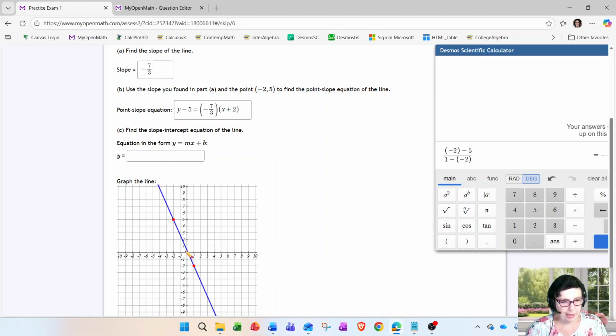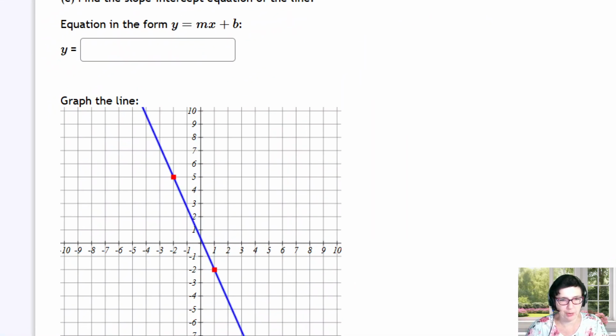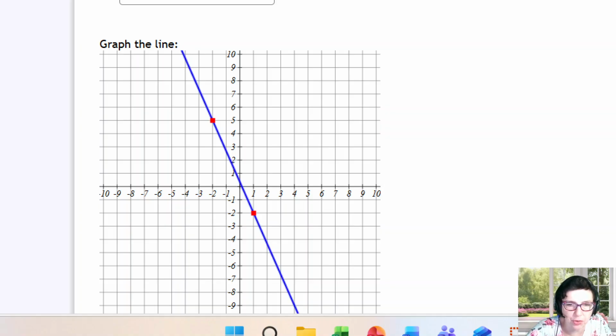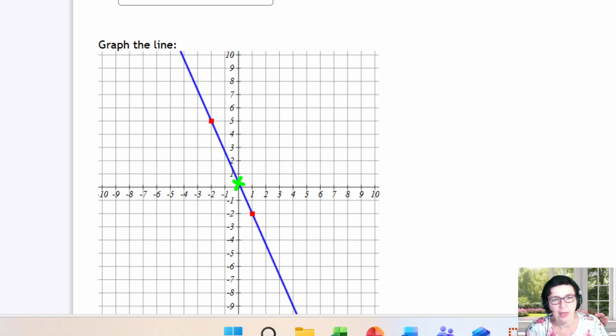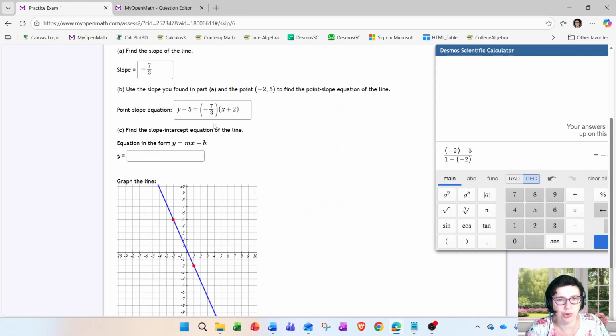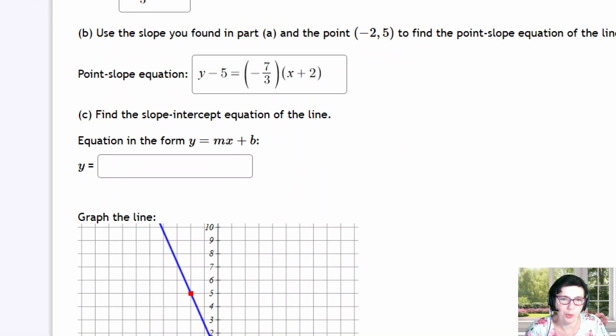Now, unfortunately, I do not think that the y-intercept is easy to find. When I look at the graph, it is going to intersect the y-axis at some point, but it doesn't look like it's going to be an integer. So it's going to be harder here. So I will need to go off of the point slope equation. So let's see if we can convert it to the slope intercept.